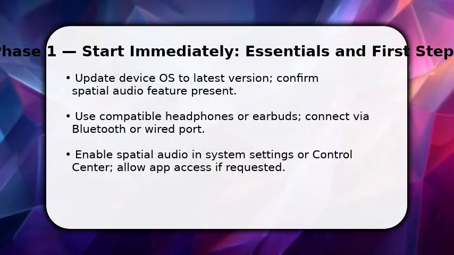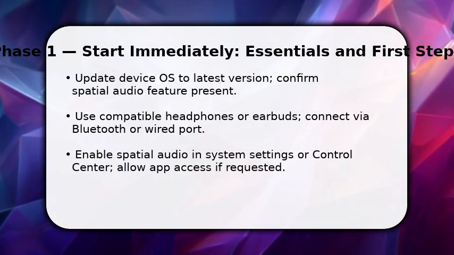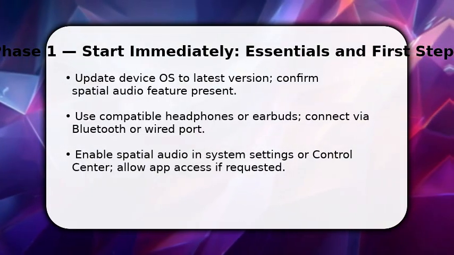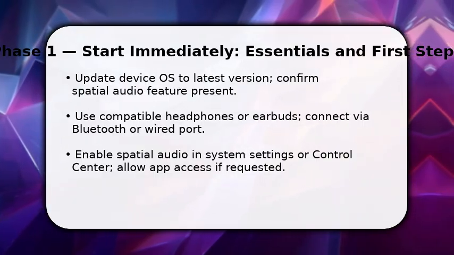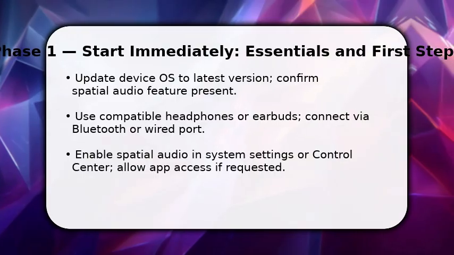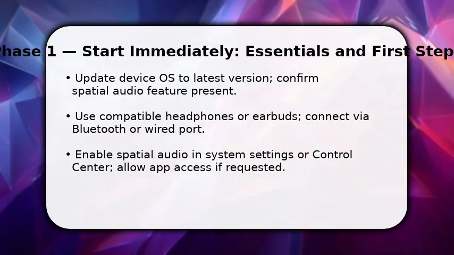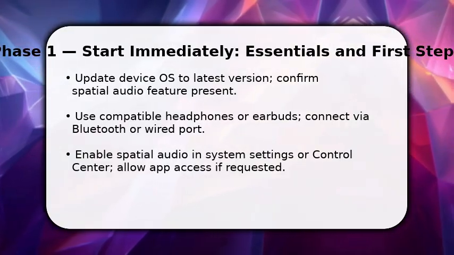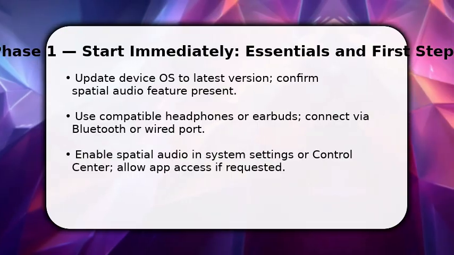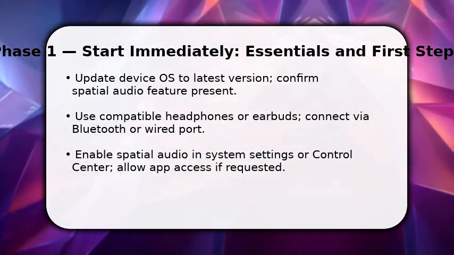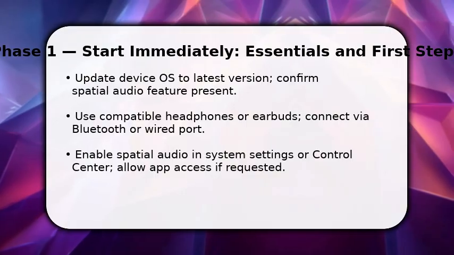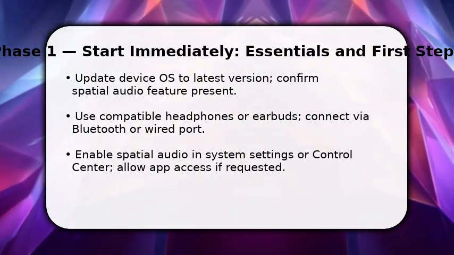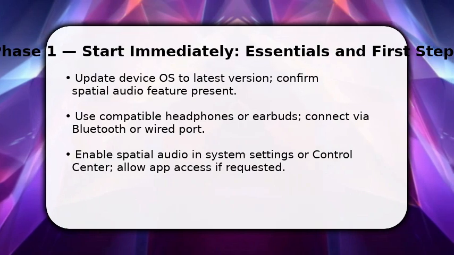Enjoy the video. You start by making sure your device supports spatial audio and is running the latest OS, because driver and API updates matter. Next, connect certified headphones, Bluetooth, USB-C, or Lightning, and verify audio routing. Open Settings, find Sound or Audio, and toggle Spatial Audio on. Some platforms require you to enable head tracking separately. Once done, grant any app permissions and restart the media app. This initial sequence prepares the system so spatial rendering can engage correctly when you play content.